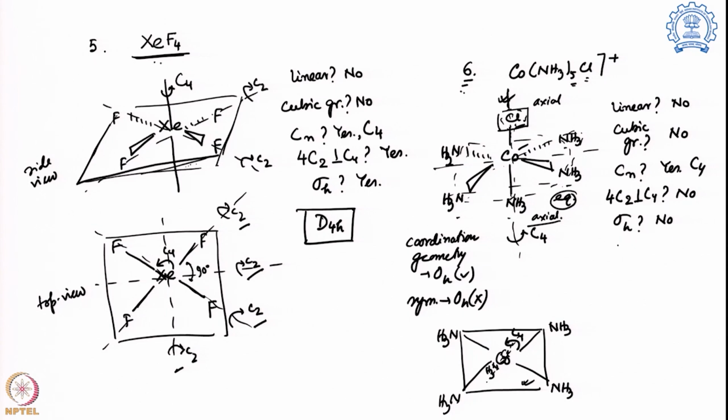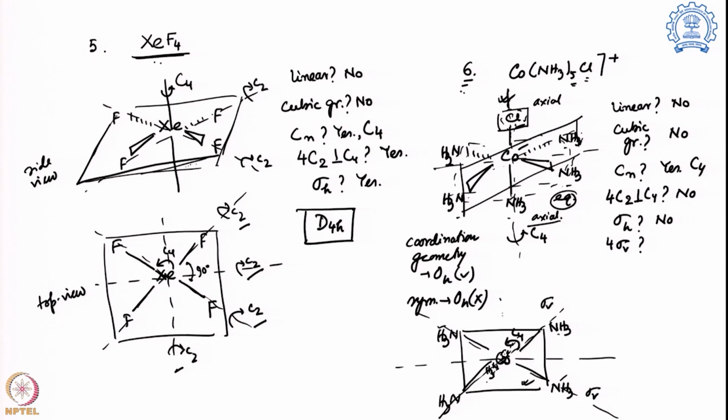Then the next question comes, do you have 4 sigma v's? And that answer is yes, because those are actually present along the equatorial ammonia, cobalt, ammonia bonds. So for example, this particular plane is one of them, and it actually contains ammonia, chloride and ammonia in the axial position, and the C4, and the 2 equatorial ammonias are going to reflect. The same thing happens when I go through this particular way. So this is a sigma v.